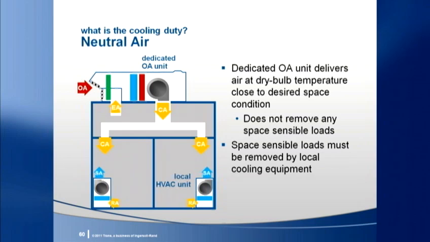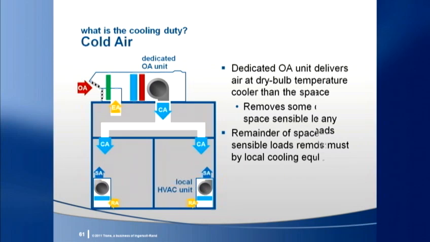With neutral air, the dehumidified outdoor air is reheated to a dry bulb temperature that is about the same temperature as the space. In this case, the local cooling equipment is relied on to remove all of the space sensible cooling load. As John explained, this will lead to bigger space equipment and could result in extra fan energy for the system.